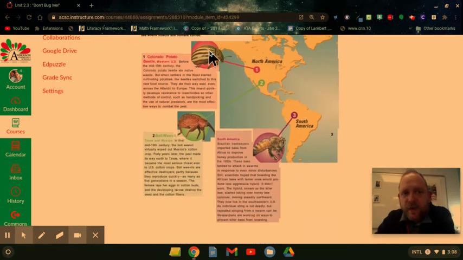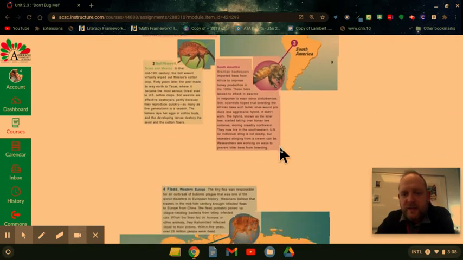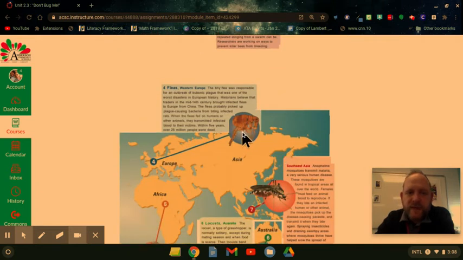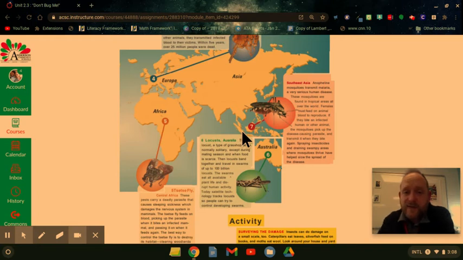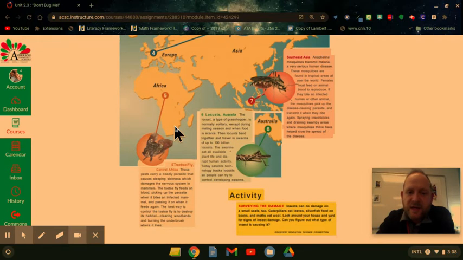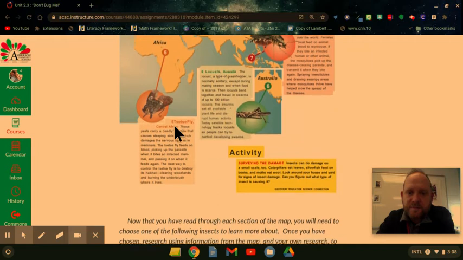So we have the Colorado potato beetle, the boll weevil, which is down south where we used to grow cotton, the South American killer bee from Africa, fleas from Western Europe. Didn't know that they are not native to this area. They came over. Southeast Asia, we have the lovely mosquito. Of course, there are mosquitoes everywhere, but some pretty horrible ones here in the Asia Pacific region, locusts in Australia, and last but not least, the tsetse fly in Central Africa, which causes some major issues.